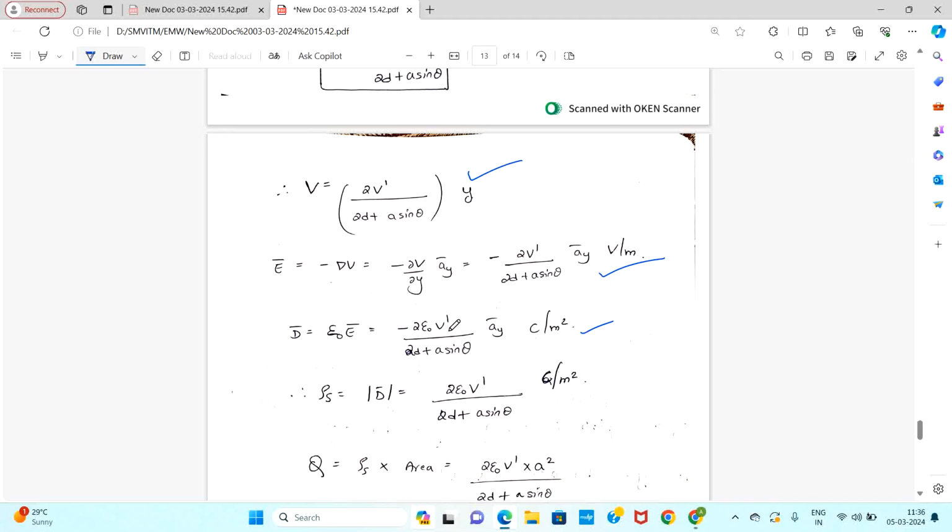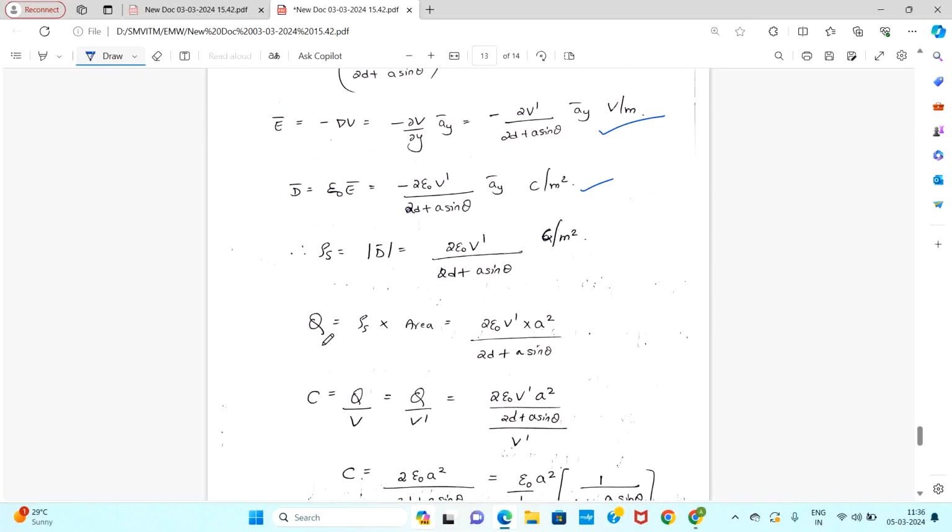Root of square of this. So the negative sign becomes positive, and the square root will get cancelled. You'll get this answer. And charge will be rho s into area. So rho s is already there, you have calculated it from here.